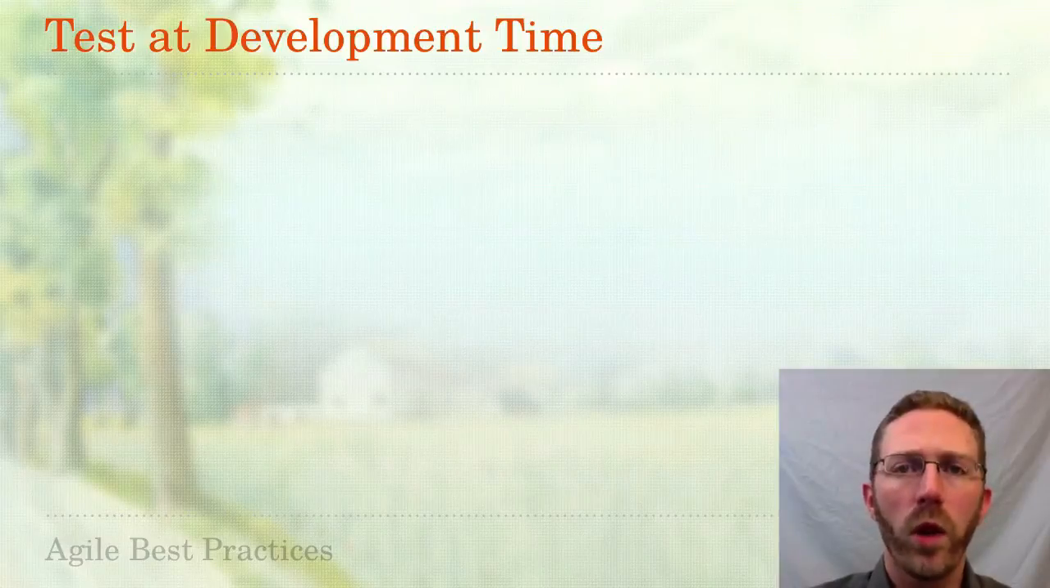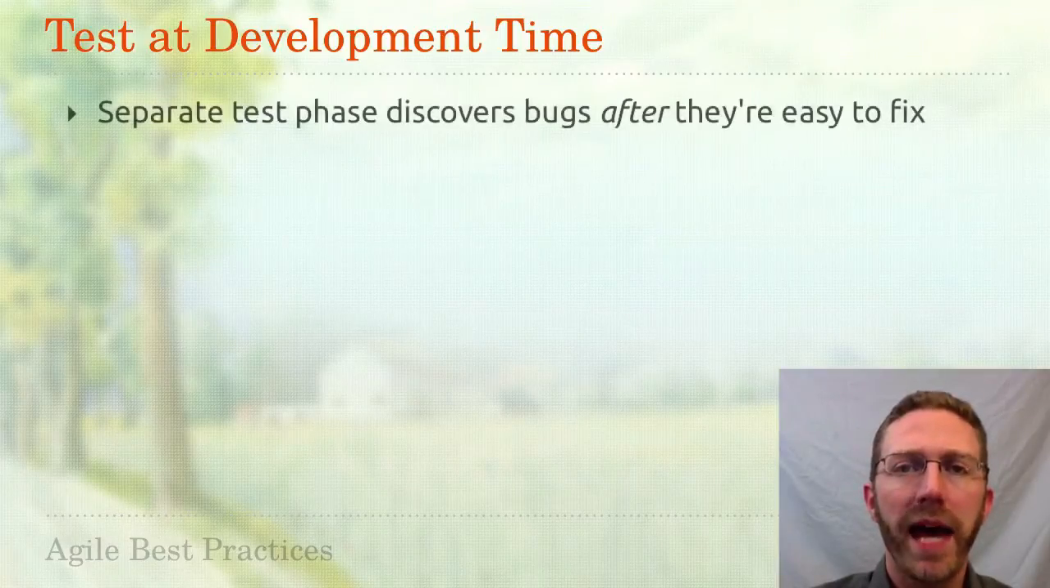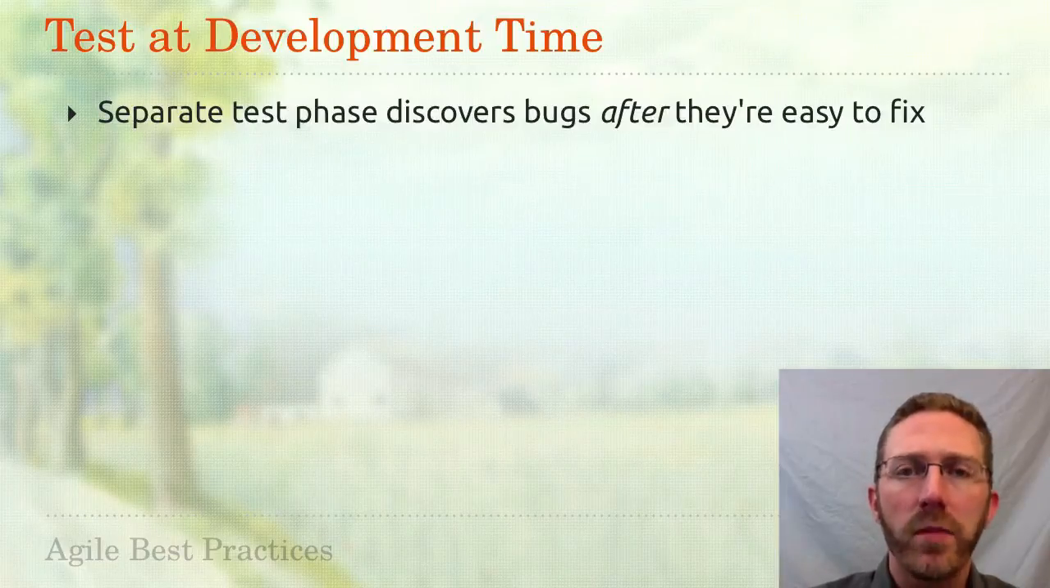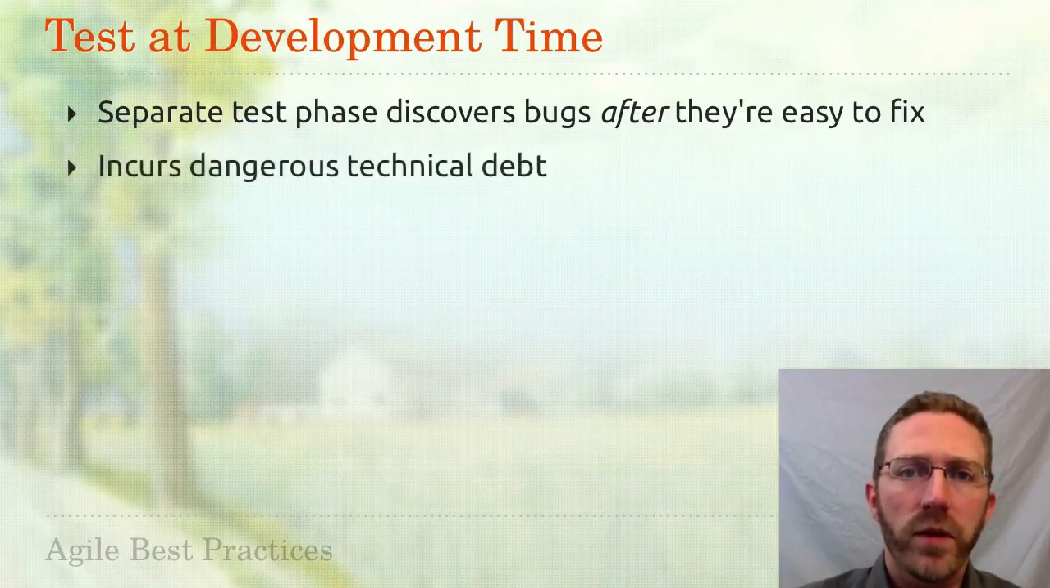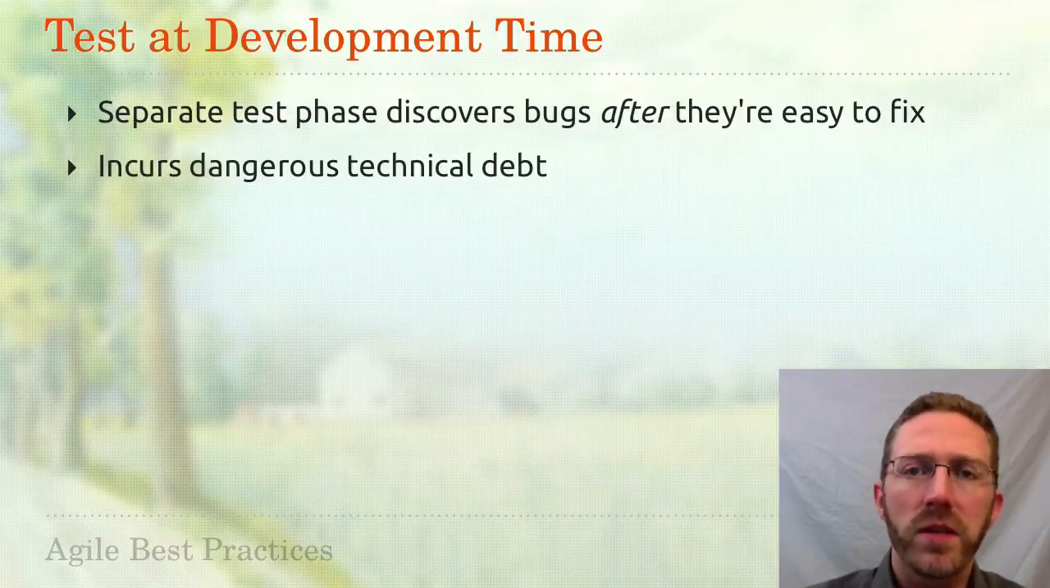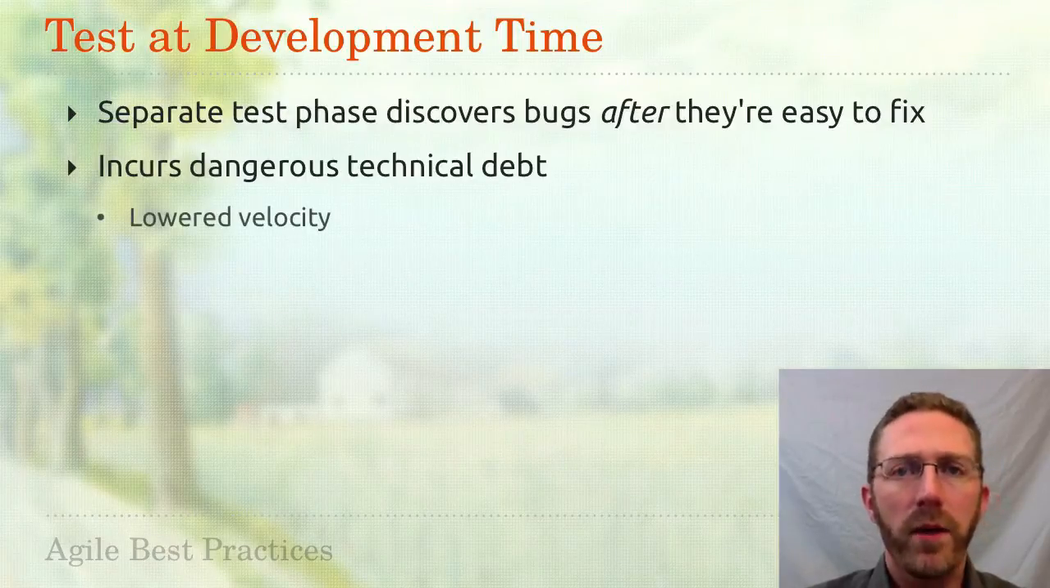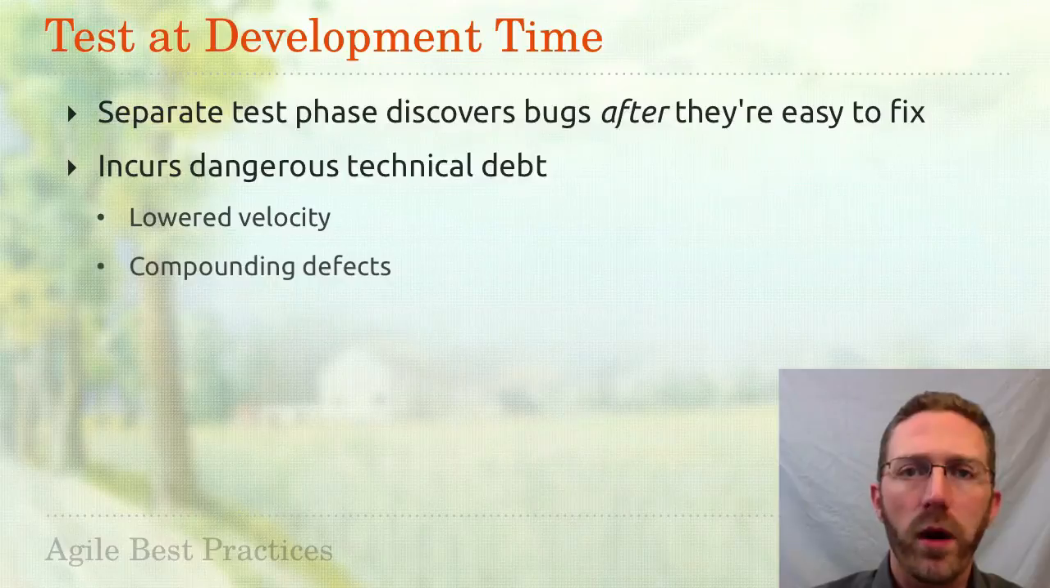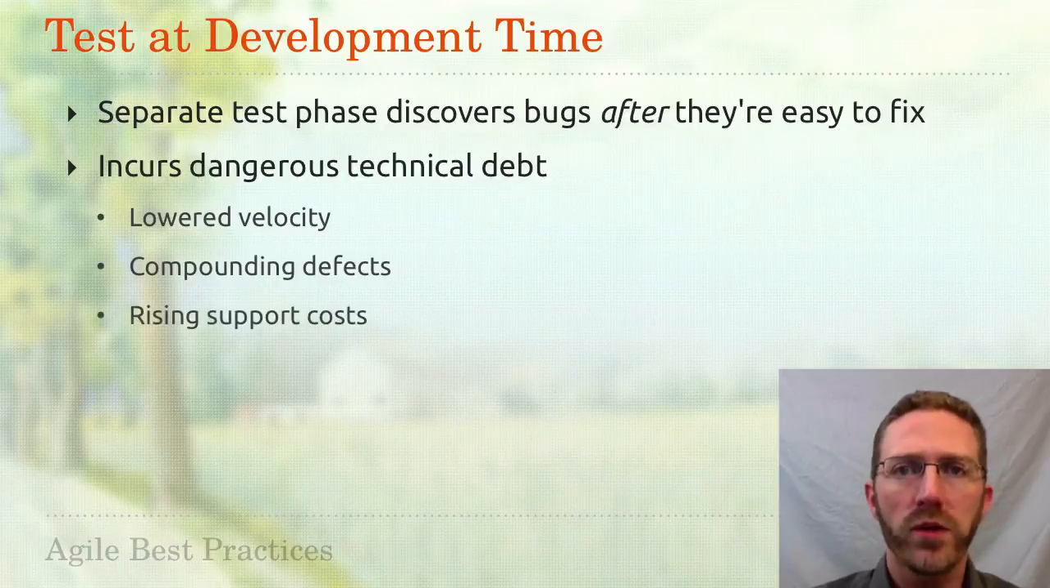Throwing code over the wall and waiting for defects like this is a bad idea. Testing is far more effective in tandem with development. Having a separate test phase discovers bugs after other code has already been written on top of them and they're far harder to fix. Having untested code is referred to as technical debt, and it results in lowered velocity, compounding defects, and rising support costs as your customers encounter more issues.